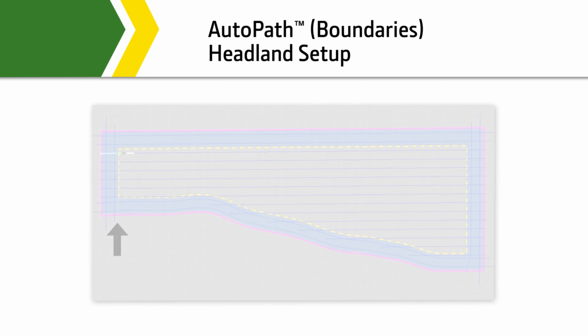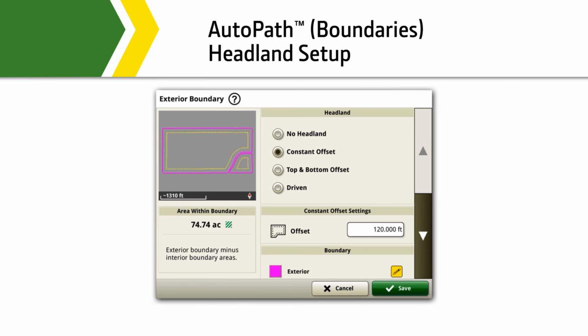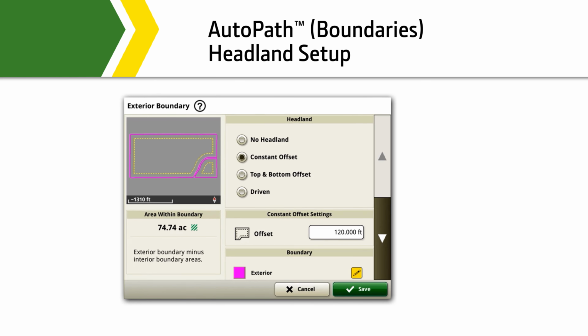You will need to set up your headlands in the Fields and Boundaries app to ensure that AutoPath gives you the proper number of guidance tracks around the edge of the field. In this example, I've chosen a constant offset of 120 feet. Let's see what that means.